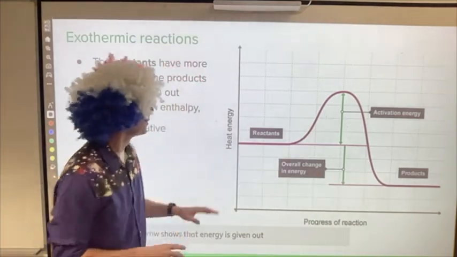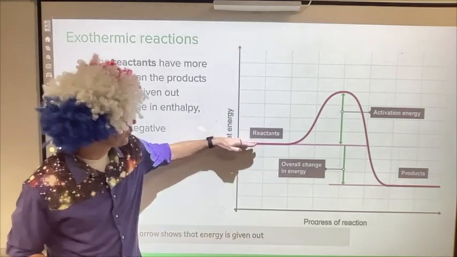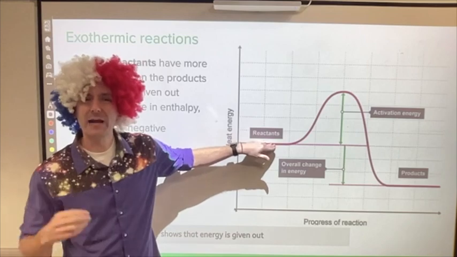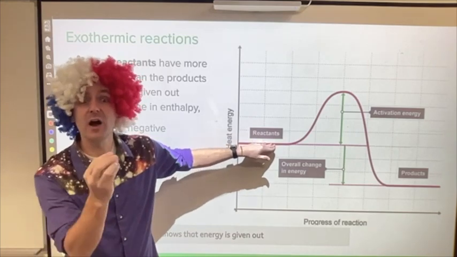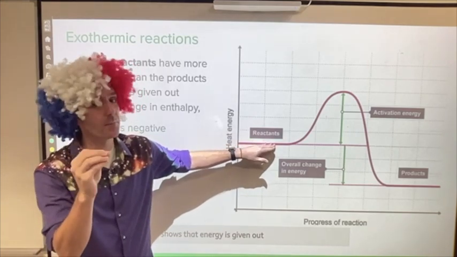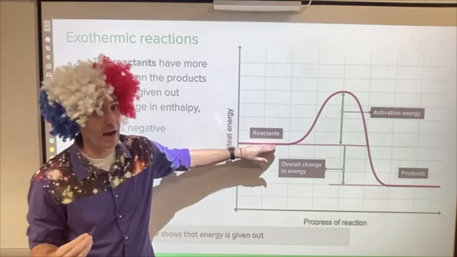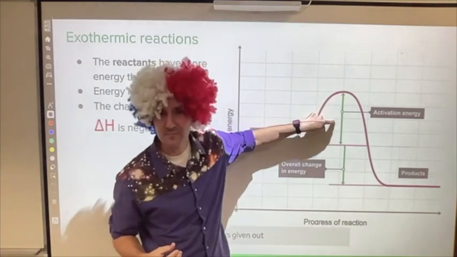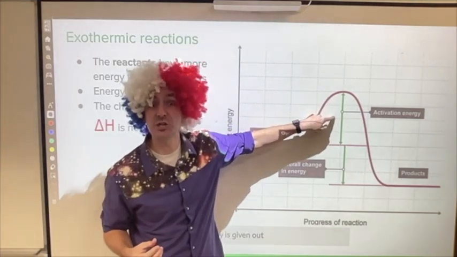All right, so what we have here is some reactants. In order to get those to react, we have to put some energy in, right? You've got to break those bonds first. If you don't break the bonds, it's very unlikely that they're going to react. So we're going to put some energy in. That energy that we have to put in is often called the activation energy.